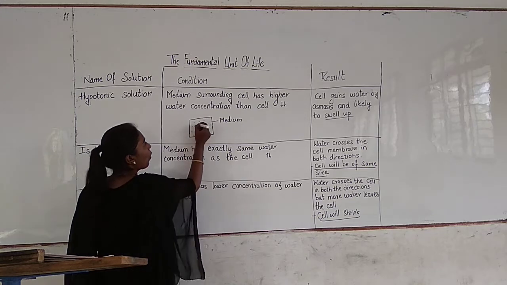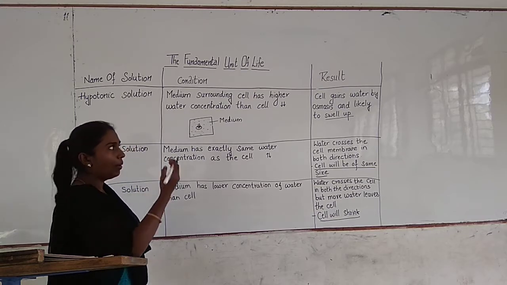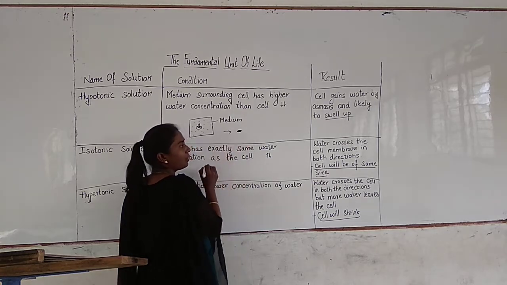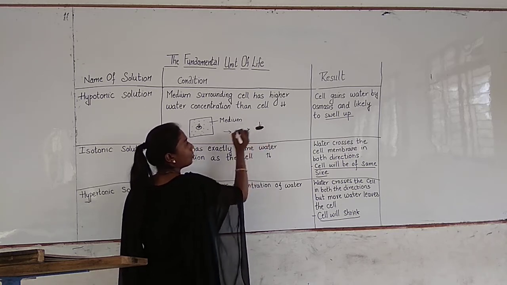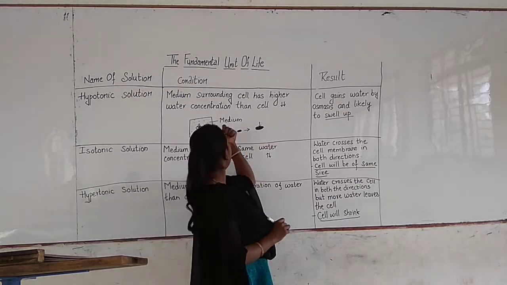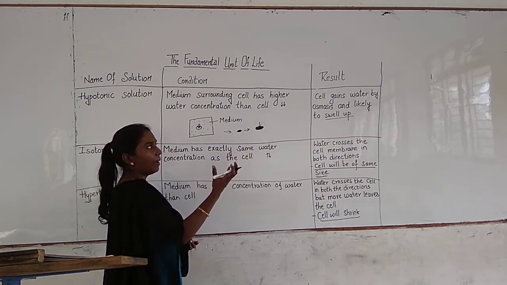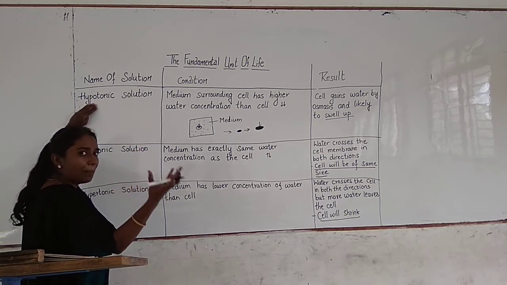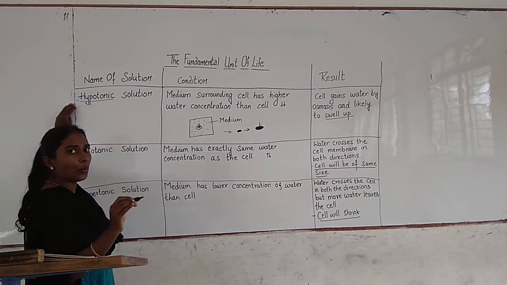What will happen? The water from outside will enter the cell. As I have told you previously, the example of raisin. When you soak a raisin in the water, the size of the raisin becomes bigger. It is because of the entry of water. So, in such conditions, this cell will gain water and it will swell up. So, this type of situation where the cell gains water and bulges is called as hypotonic solution.